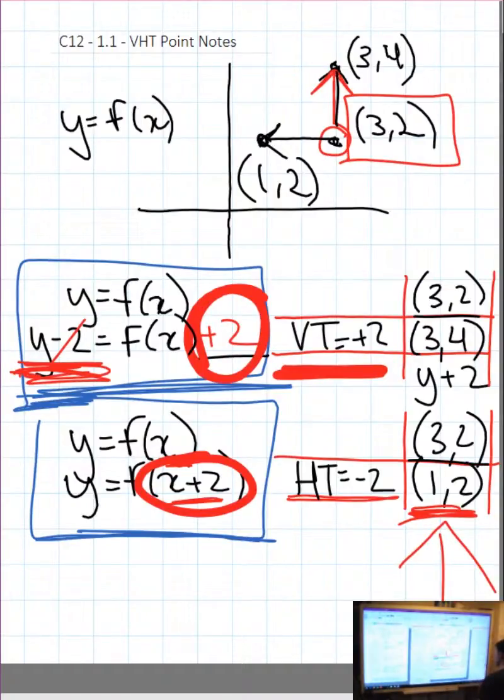attached to the variable. So if I see x plus 2 inside of the brackets, then I know to go left 2, a horizontal translation left 2, doing the opposite of what you see inside of the brackets to the x value attached to the variable.